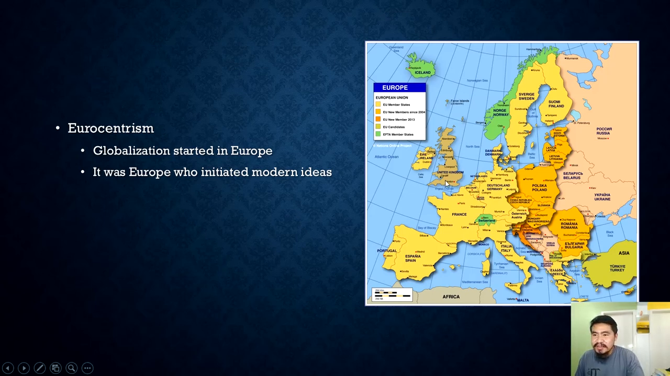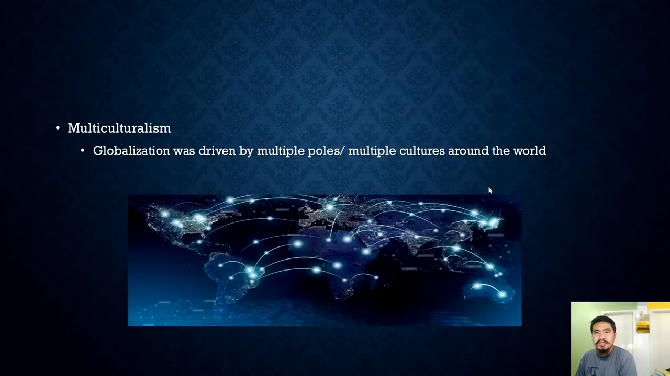Industrial revolution started in London, Paris, and in Berlin, right? So in terms of technology, we started the steam engine revolution and the start of globalization through your industrial revolution. Even your ideas, right? Your philosophy, although there's debate later, sooner or later. So that is Eurocentrism. We also have multiculturalism.